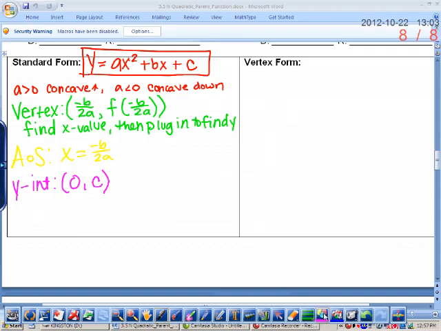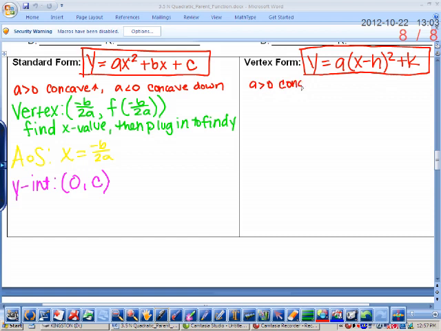Now, in vertex form, it's going to be flipped. The vertex is easy to figure out. The y-intercept takes a little more work. Vertex form is y equals a times x minus h squared plus k. Concave up or down works the same way. Nothing changes there. If a is greater than 0, it's concave up. If a is less than 0, it's concave down.